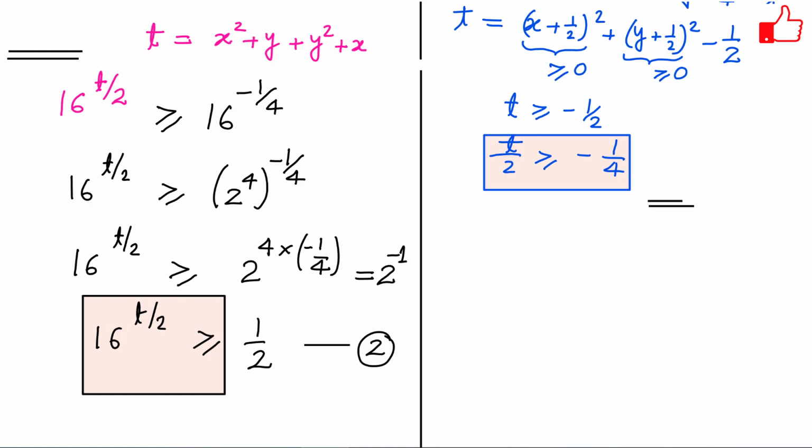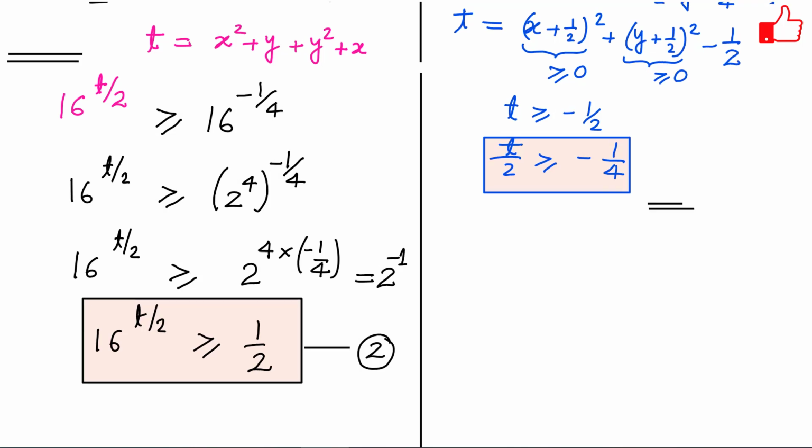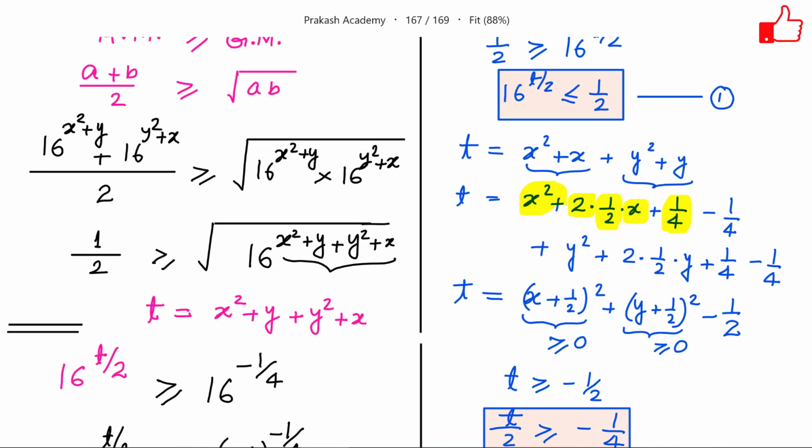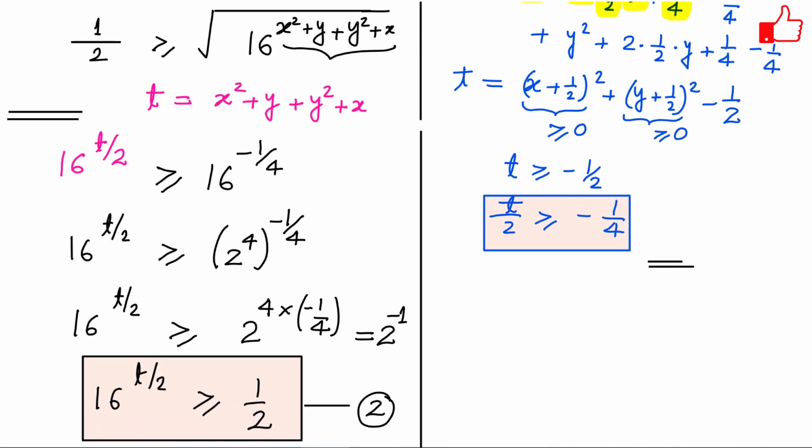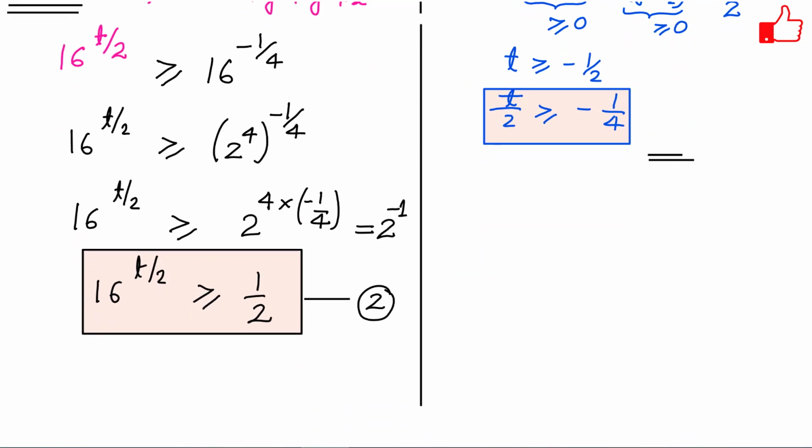So this is the lower limit on 16 raised to the power t by 2. And if you remember the upper limit, what was the upper limit? 16 raised to the power t by 2 is less than or equal to 1 by 2. So from equation 1, I can say 16 raised to the power t by 2 is less than or equal to 1 by 2. So this was equation 1.